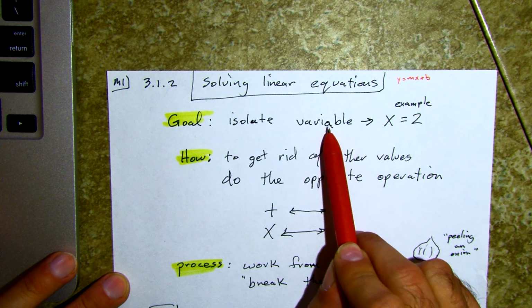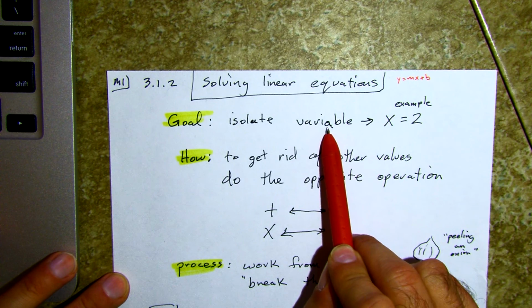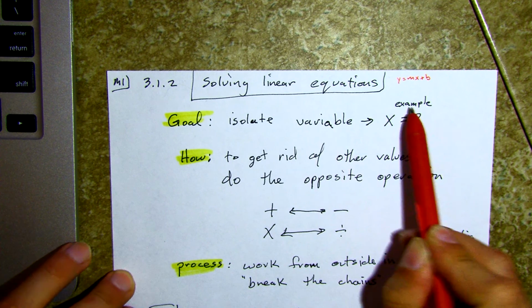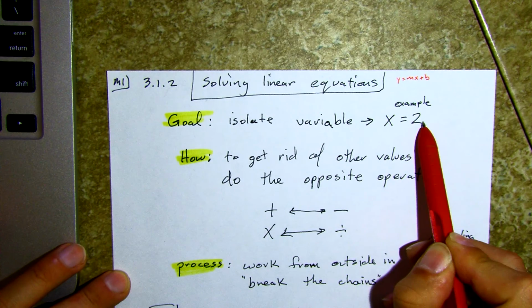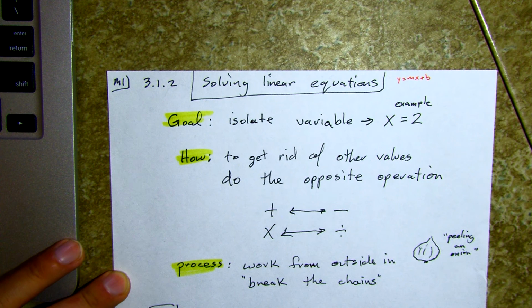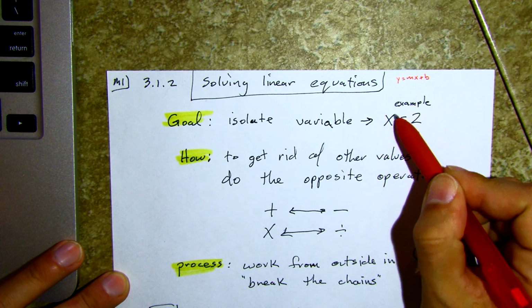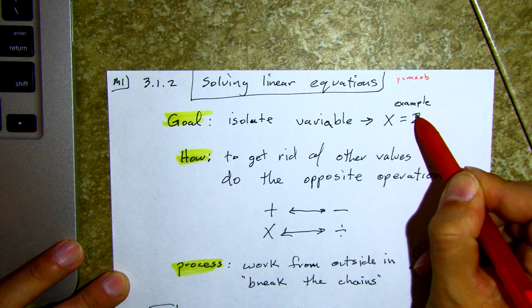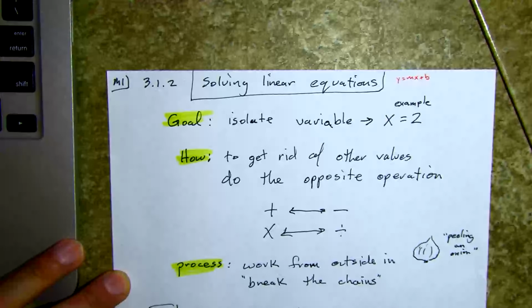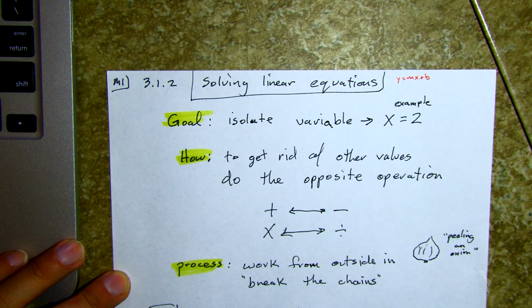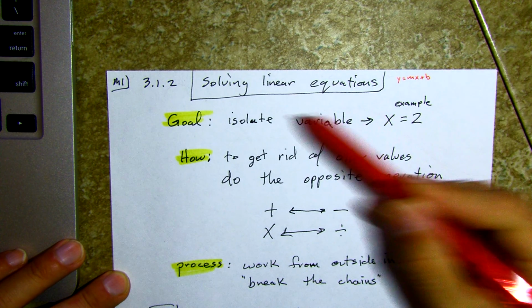So at the end of our equation, after we've solved it, we'll have, for example, x is equal to 2. We might have y is equal to 2, y is equal to 3, z is equal to negative 17. But we're going to have it isolated where the variable is by itself on one side of the equation and it's equal to some numerical value or some expression, in this case, some numerical value. But when I'm looking at this, the goal is to isolate the variable.